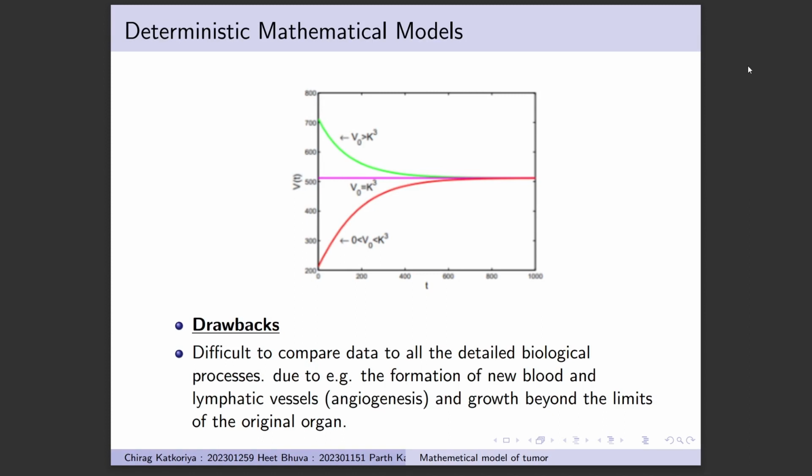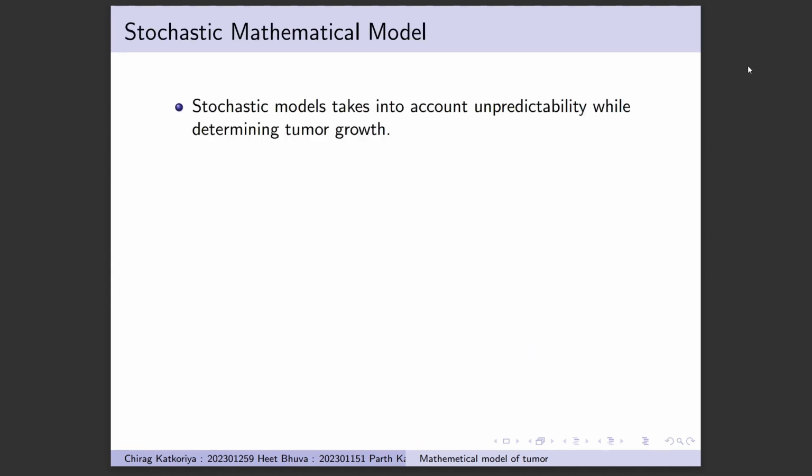But still there are many drawbacks of the Bertalanffy model because the detailed biological processes cannot be explained by just comparing them to data. It becomes very difficult to compare such macroscopic data and explain each and every underlying biological process, for example, the formation of new blood and lymphatic vessels, which is known as angiogenesis. So now we will talk about our next section, which is the stochastic mathematical model.